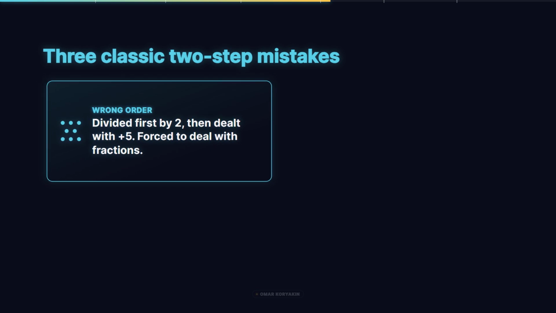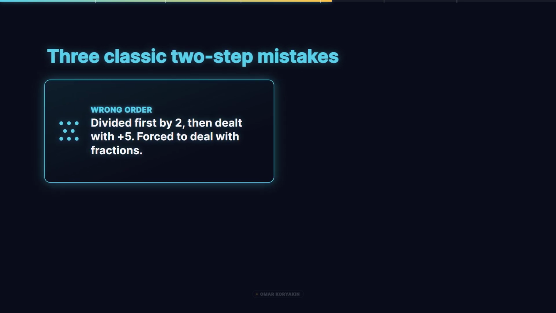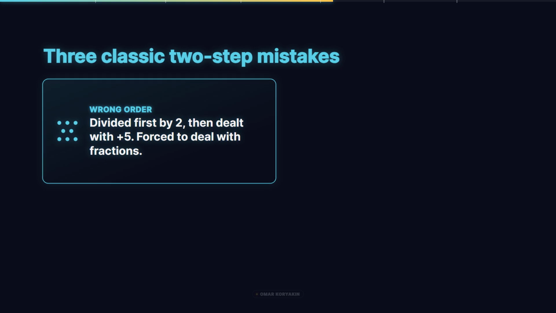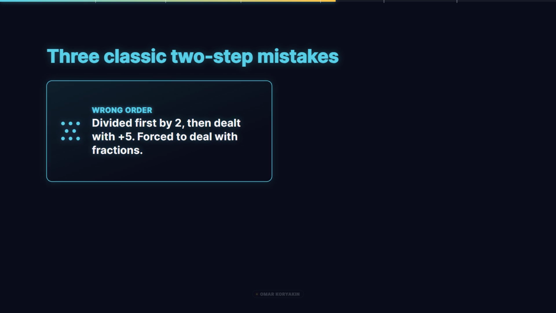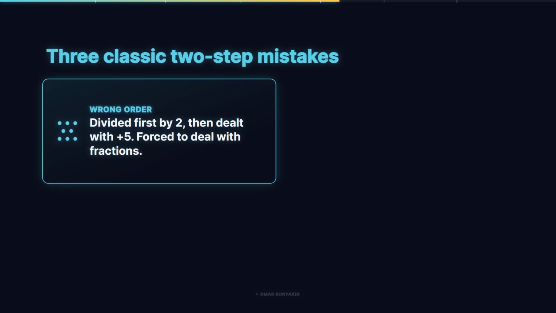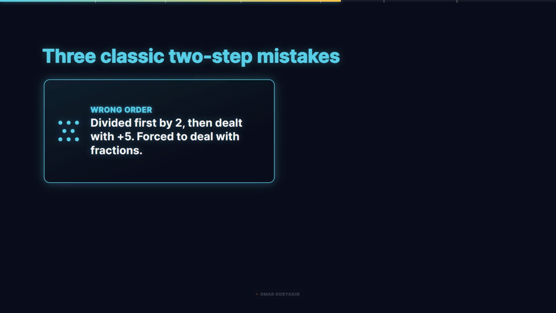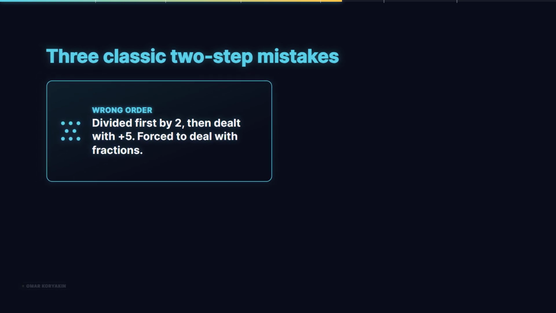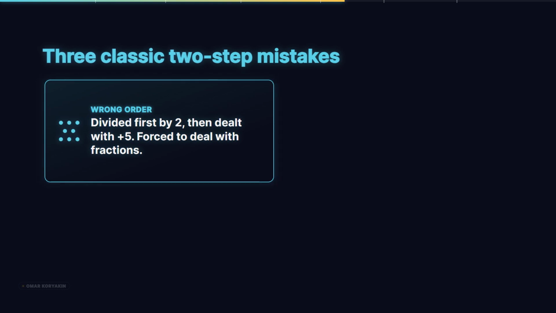A student sees 2x plus 5 equals 13 and divides both sides by 2 first, getting x plus 2.5 equals 6.5, then subtracts 2.5 to get x equals 4. The answer is correct, but the work involves fractions that the reverse PEMDAS order would have avoided entirely. On harder equations, the wrong order can introduce errors that the correct order would not. The fix is to commit to the reverse PEMDAS rule on every two-step equation. Undo addition or subtraction first, then undo multiplication or division.